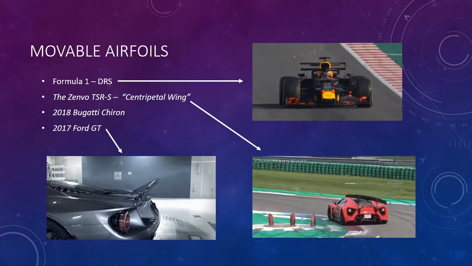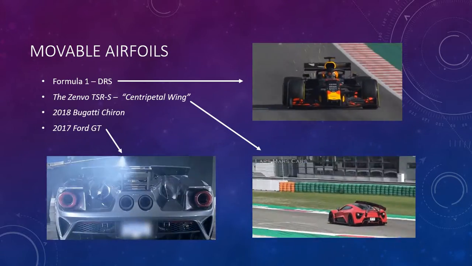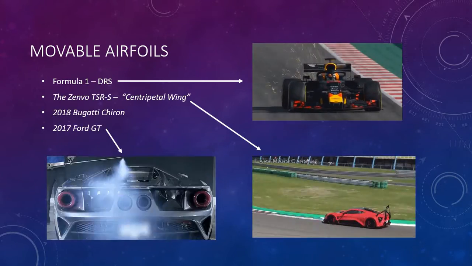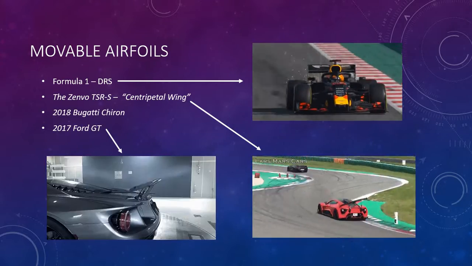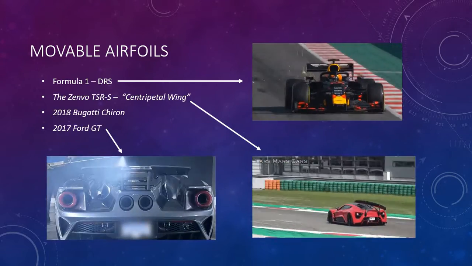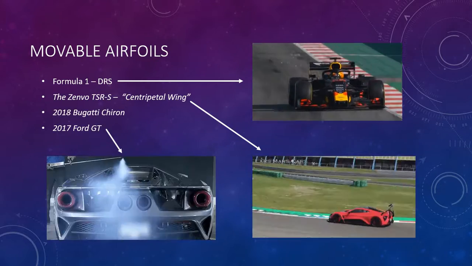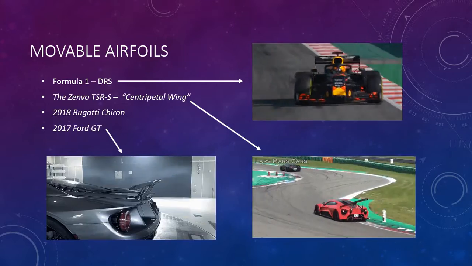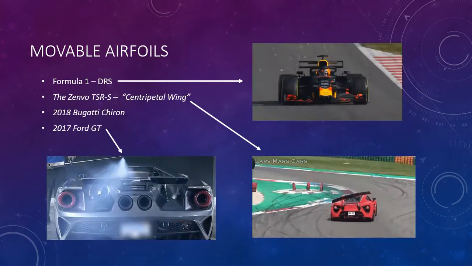The most commonly thought of active air device is a movable wing. The idea here is that the wing can change its angle of attack depending on driving conditions. Under hard acceleration, the wing is in the open or low angle of attack position to minimize drag, and under hard braking and cornering, the angle of attack is increased to add downforce. So as you can see in the Formula One DRS system, this is used as well as in the Ford GT.